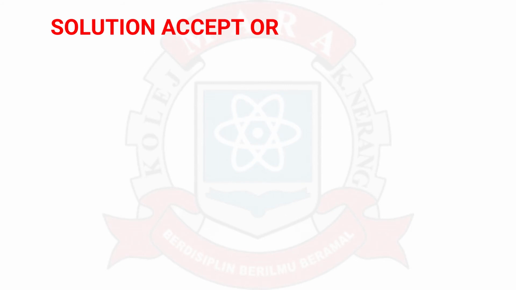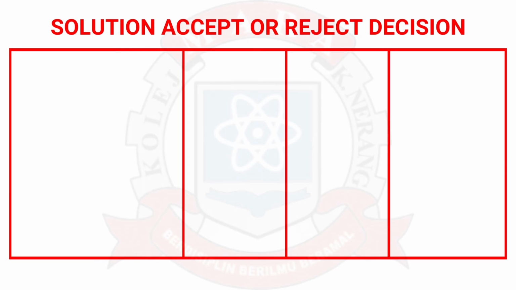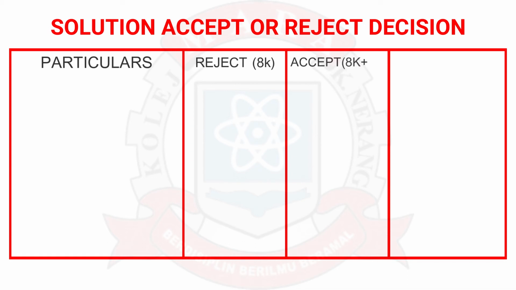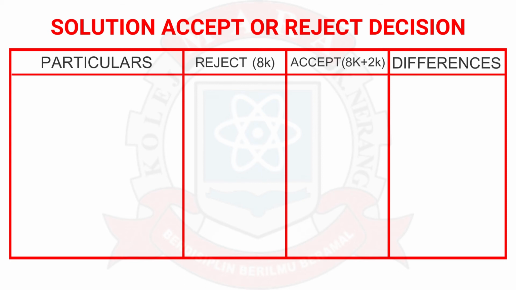Let's analyze the situation. Prepare a table of 4 columns. The first column is for particulars. The second column is for the first alternative. The third column is for the second alternative. And the last column is for the differences or the relevant cost.